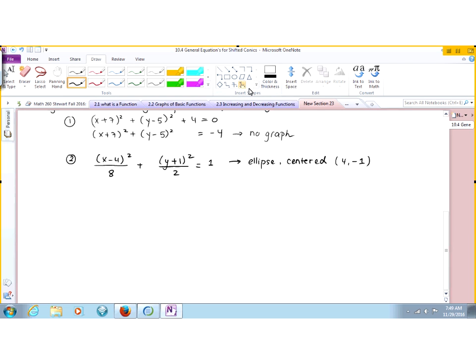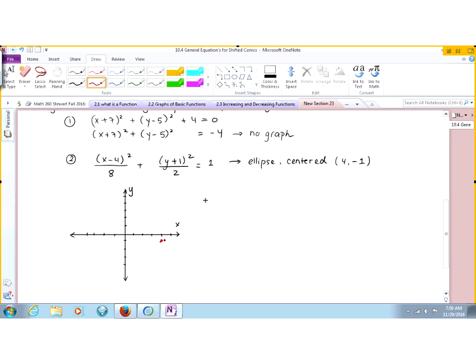All right. So we usually start with scratch. I'm glad we do this because it will be a little different. I'm going to make it a little bigger. 1, 2, 3, 4, 5. 1, 2, 3, 4, 5. 1, 2, 3, 4. 1, 2, 3, 4. Okay, so the center is 4, negative 1, which is here.